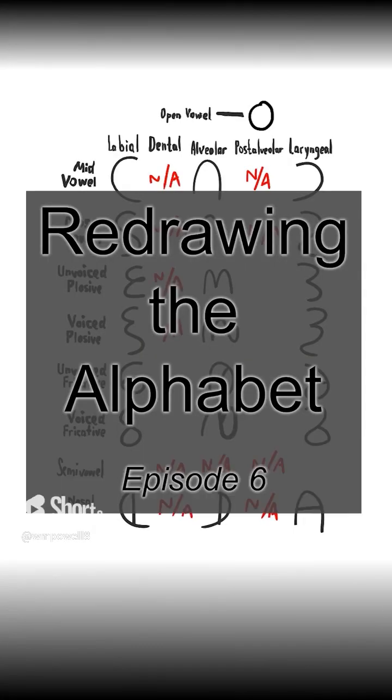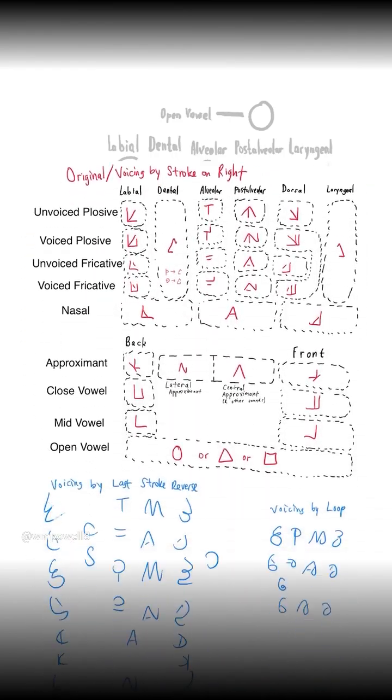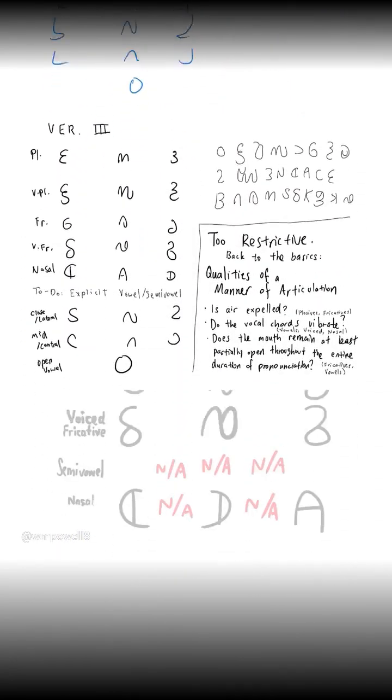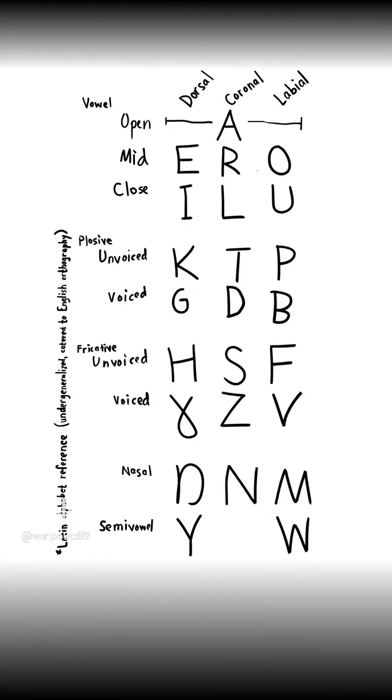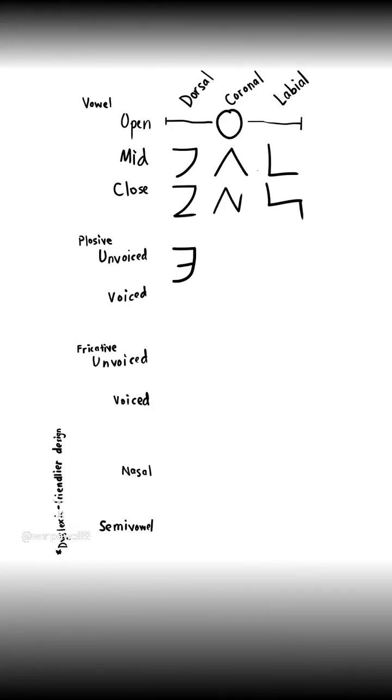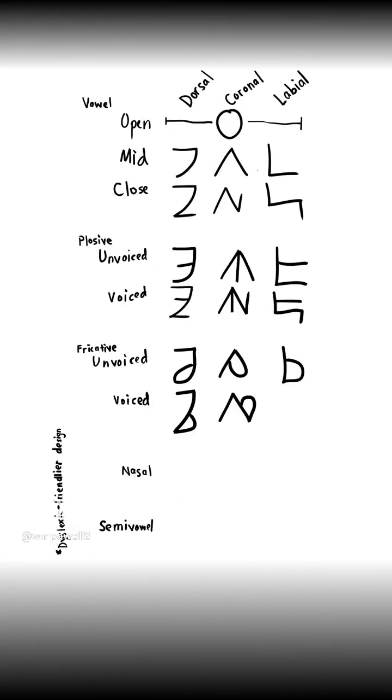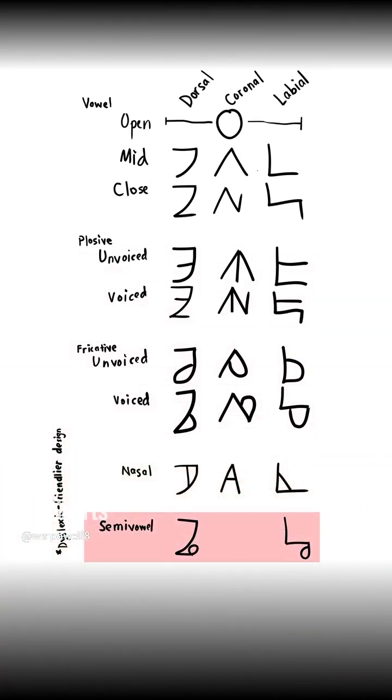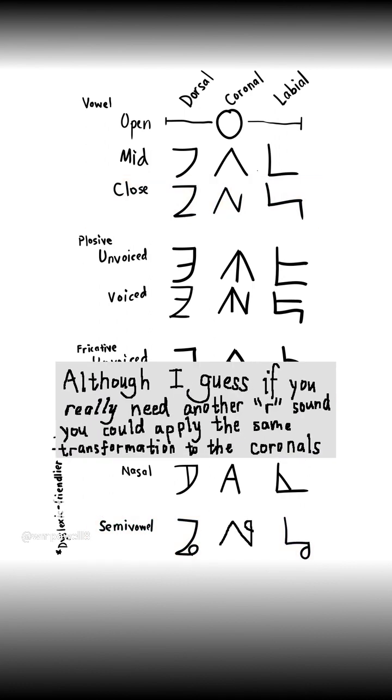Redrawing the Alphabet, Episode 6, and it's finally time to finish up my featural alphabet after over a year of working on it. This will be done in 2 quote-unquote levels, the first being the basic glyphs: A, E, O, I, O, U, Katapa, Gadapa, Hasafa, Gazava, Ganama, Ya, and Wa. The last 2 are new. They represent semivowels, and just like the sounds they represent, these letters are in between their corresponding voiced fricatives and closed vowels. The second level is about modifying these basic glyphs.